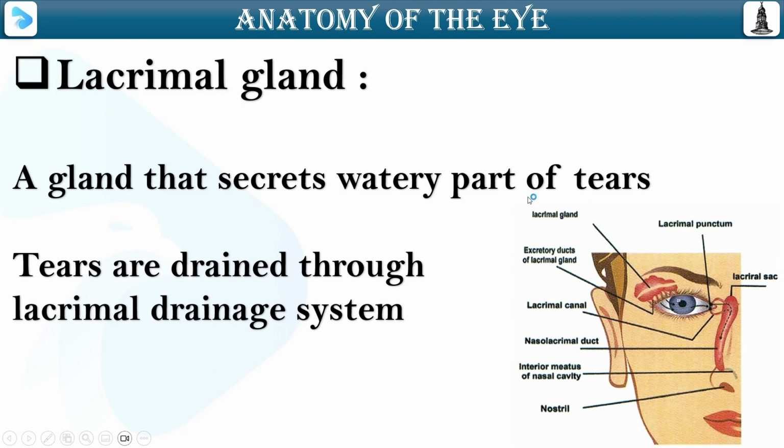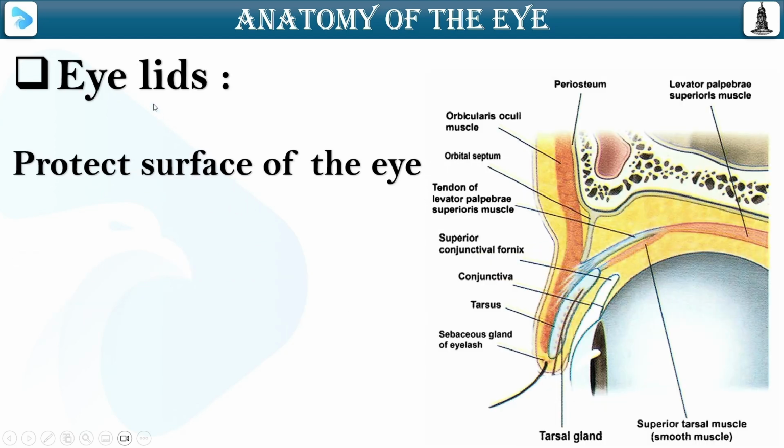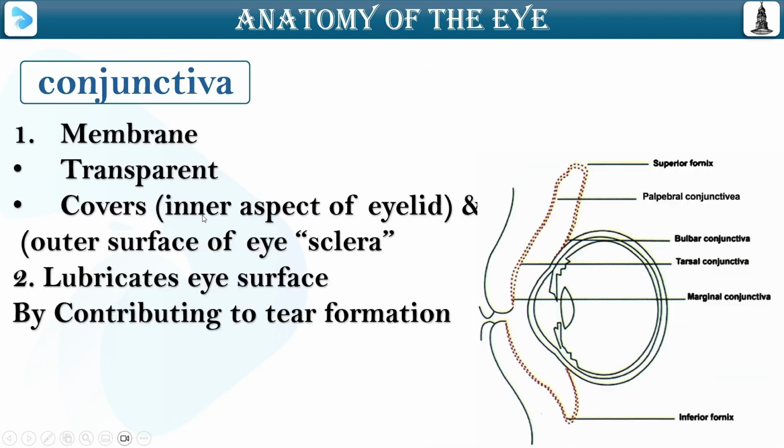Tears are formed of three parts. The watery part of the tears is secreted by the lacrimal glands. All the tears are drained through the lacrimal drainage system. The lacrimal gland will be discussed in detail in the next chapter. The eyelids protect the surface of the eye, and the eyelid, its histology and every detail about it, will be discussed in the next chapter.